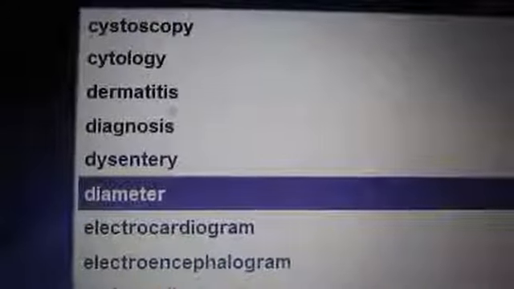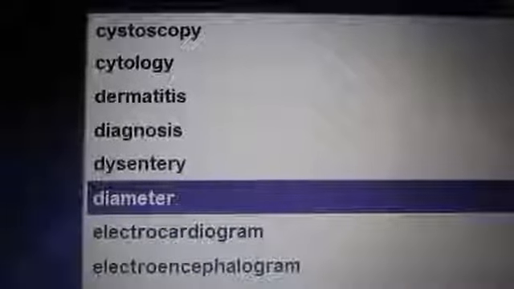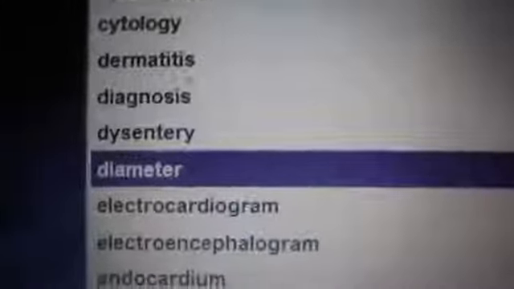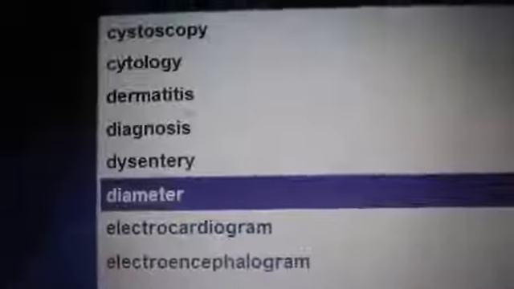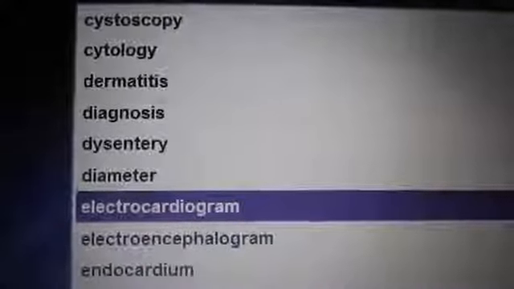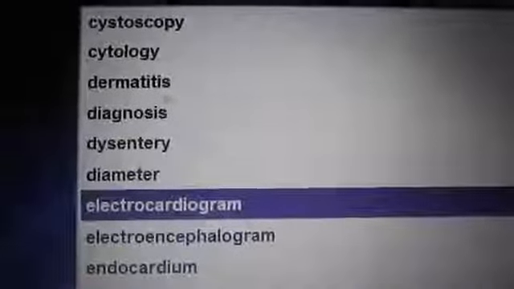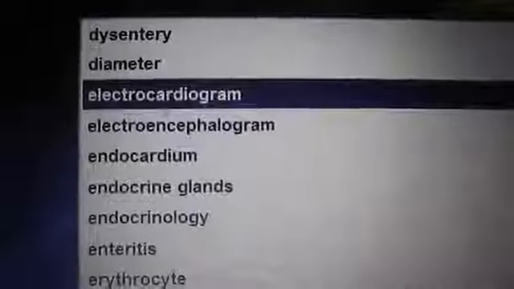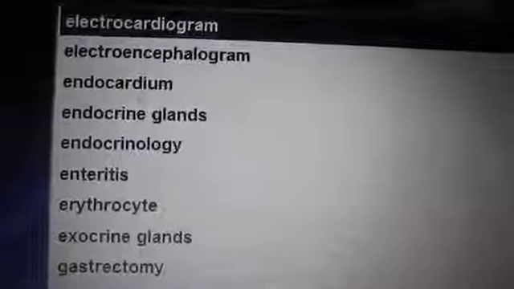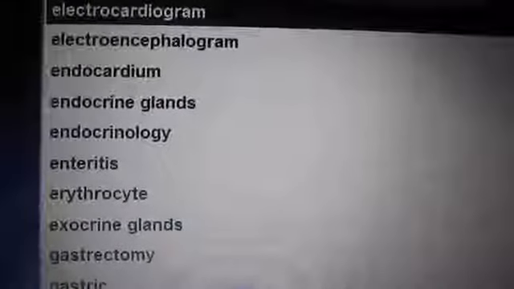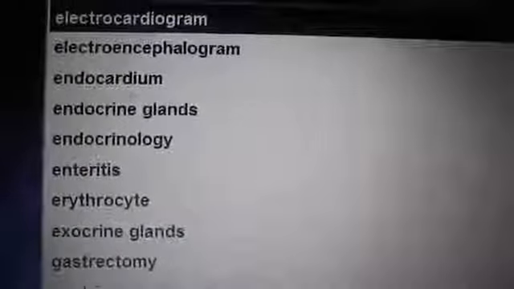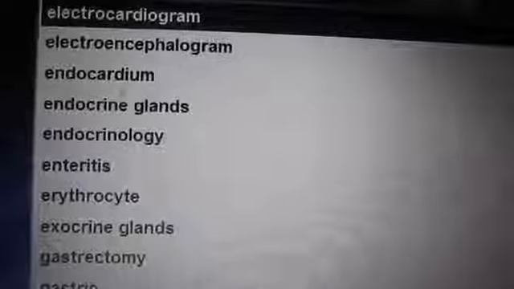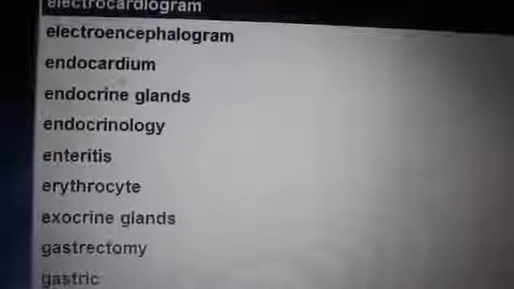Diameter. Diameter is literally a measurement through a circle. The diameter of the large intestine is greater than the diameter of the small intestine. Electrocardiogram. The suffix gram, G-R-A-M, means a record. The combining form electro, E-L-E-C-T-R-O, is electricity, and the combining form cardio, C-A-R-D-I-O, means heart. Thus, an electrocardiogram, abbreviated either ECG or EKG, is a record of the electricity within the heart.